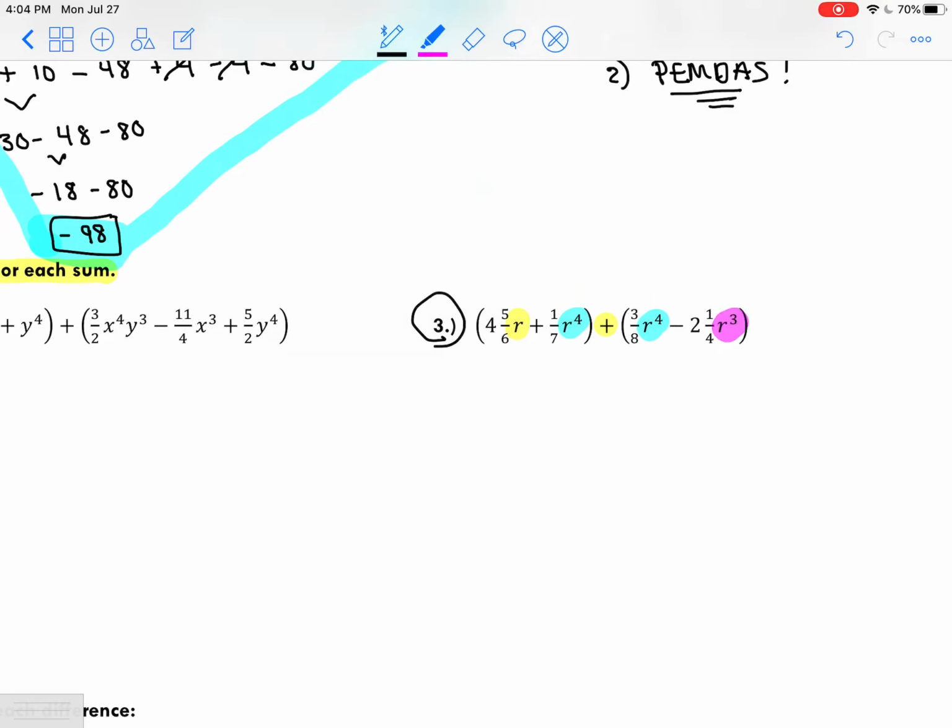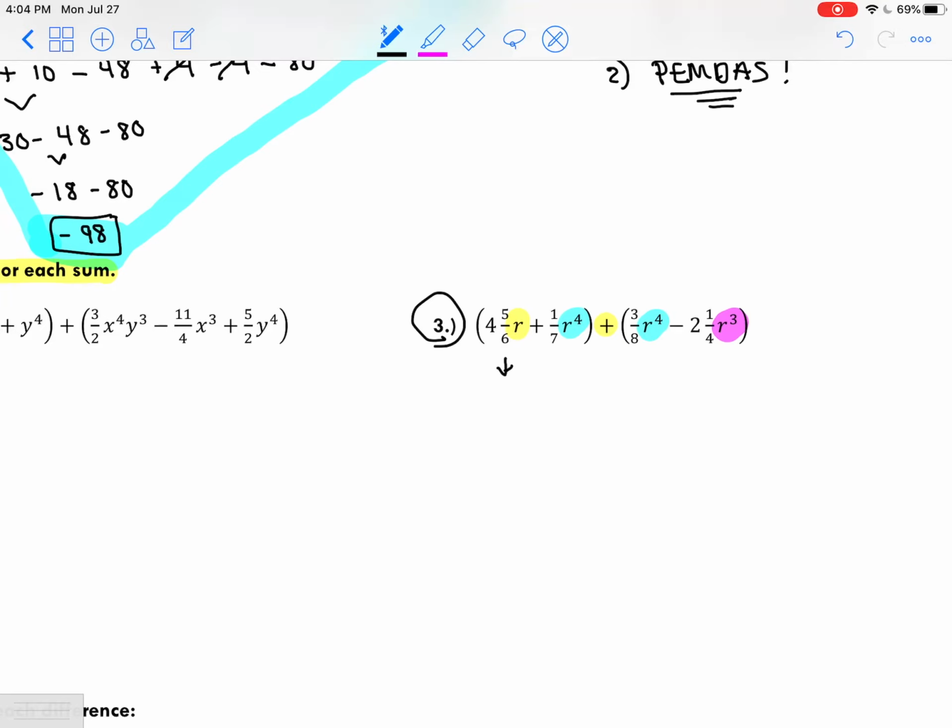And I've got an r cubed here, and that guy's going to be by himself because he doesn't have any other like terms that I will combine him with. Okay, so for right now, let's just start with the r. Let's just bring this guy down.